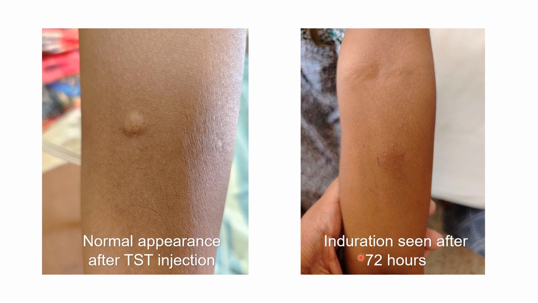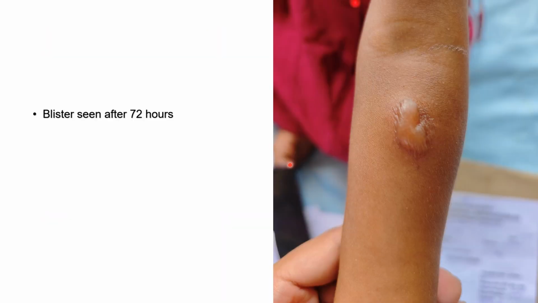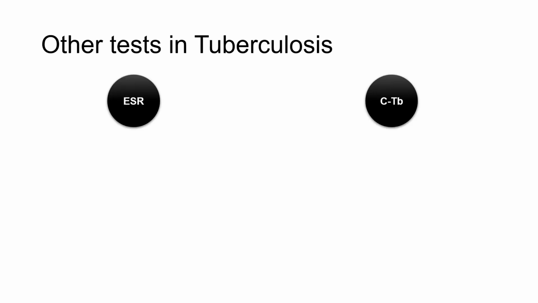And this is an example of induration seen after 72 hours. Induration is a palpatory finding, so it cannot be actually seen, but if you look deeply, you may be able to appreciate the finding here. And this is one example of some findings we get sometimes in tuberculin skin test. Sometimes blisters are seen. So this is an example of blister seen after 72 hours after giving tuberculin skin reagent.